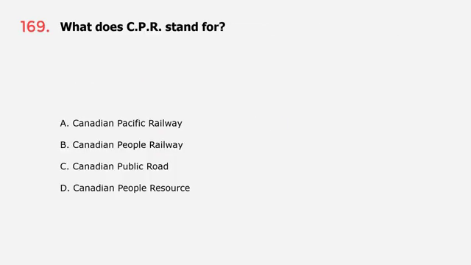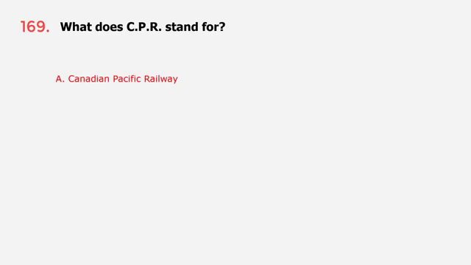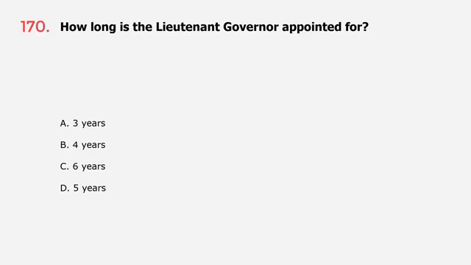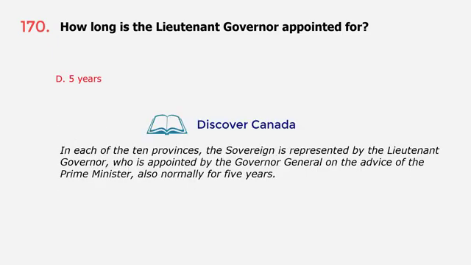Question 169. What does CPR stand for? A. Canadian Pacific Railway. B. Canadian People Railway. C. Canadian Public Road. D. Canadian People Resource. The answer is A. Canadian Pacific Railway. Question 170. How long is the Lieutenant Governor appointed for? A. 3 years. B. 4 years. C. 6 years. D. 5 years. The answer is D. 5 years.